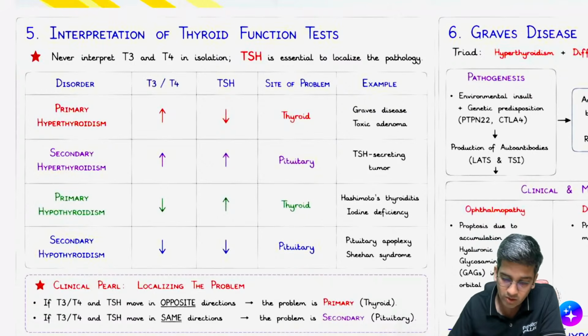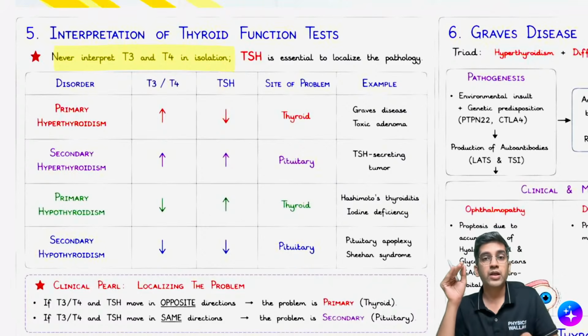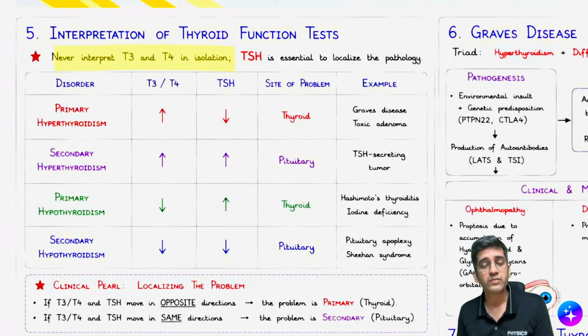The golden rule of every thyroid function test is never interpret T3 and T4 in isolation. In future, when you start practicing, people will give you only T3, T4 values. They are cheaper. TSH might not be there. Please do not interpret them in isolation, because TSH determines where the problem could be, at least for a diagnosis. If I have an elevated T3, T4, it is definitely hyperthyroidism, but TSH is very, very important.